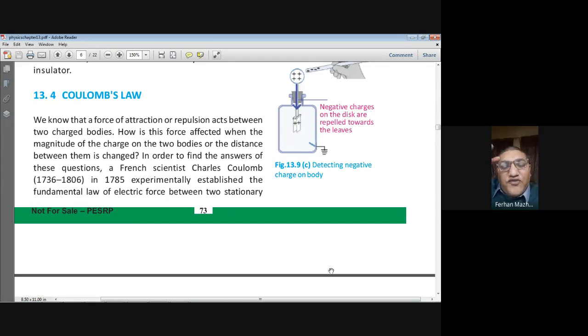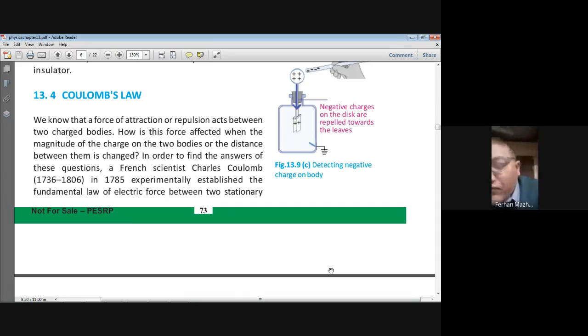The force of attraction or force of repulsion between two charged bodies, whatever that force is, we call it electrostatic force of attraction, or electrostatic force of repulsion, and that can be calculated. And we have a law, we call it Coulomb's law.